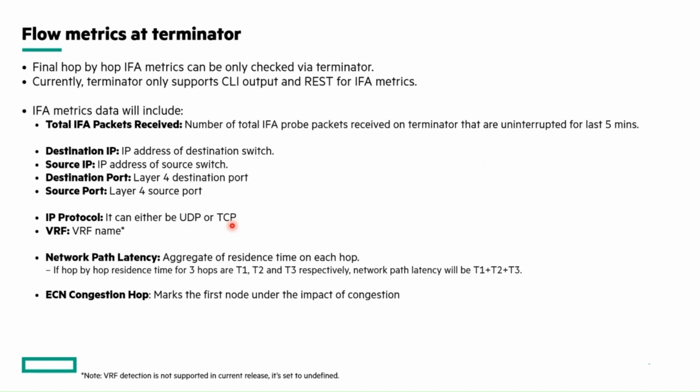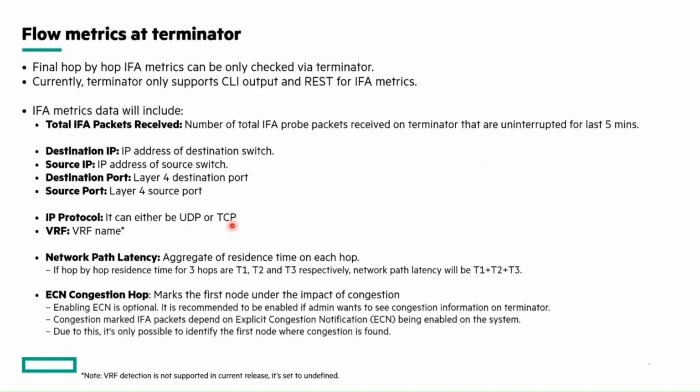Next, we have the ECN congestion hop, which will mark the first node under the impact of congestion. It should be noted that when ECN is enabled to get the congestion, only the first node where the congestion is found can be displayed on your final metrics. And if you do want to view this congestion on your final metrics, ECN is a prerequisite. So once again, enabling ECN is optional, but it is recommended to be enabled if the admin or the user wants to see network congestion information on the terminator.